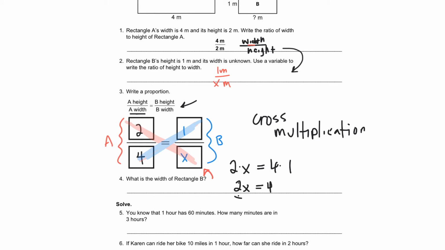And then just with a simple one-step equation, we can divide both sides by 2, and we get x is equal to 2 meters. So the idea is there's just a different way that you can go about this, but try to keep the variables in the top as much as possible because it makes things a lot easier.